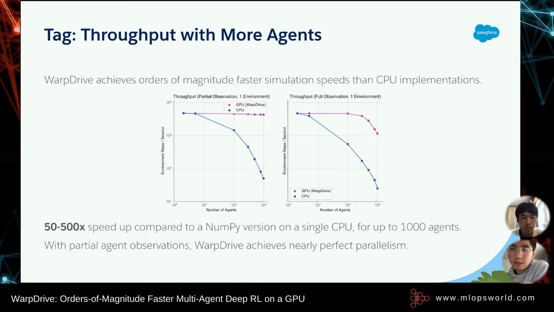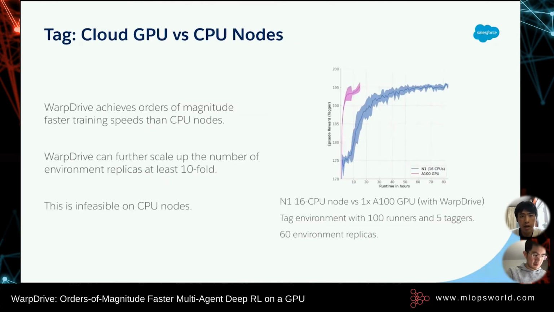So we can reach 50 to up to 500 times the speedup compared to an optimized NumPy version on a single CPU for up to 1,000 agents. And with partial agent observation, we can see that WarpDrive on GPU almost achieves nearly perfect parallelism as well. So here, basically, this is a tag game running on a GPU versus on CPU nodes. So the CPU is an N1 node with 16 CPUs running together.